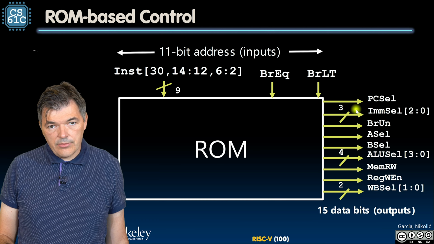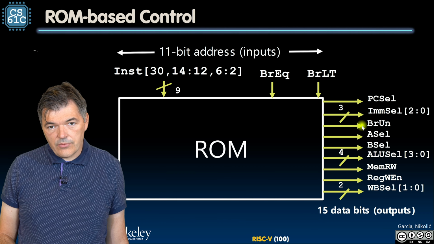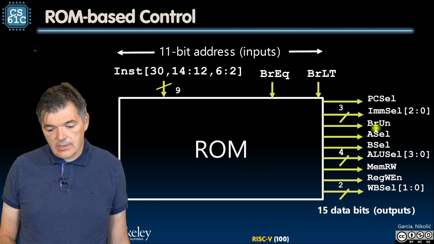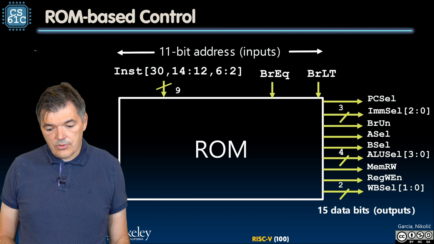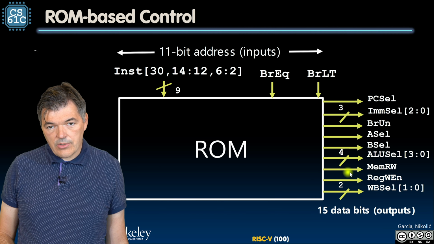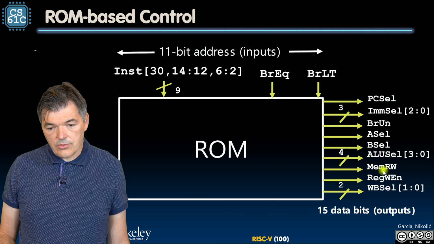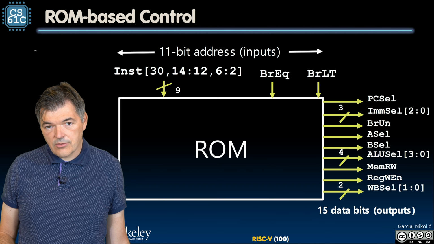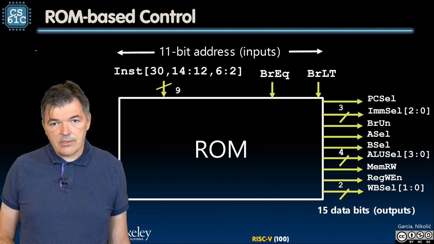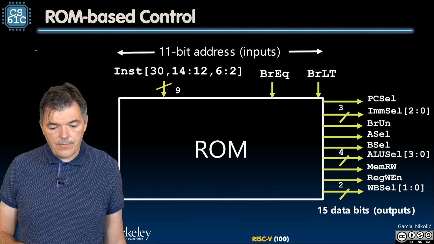This control word will contain 1 bit for a PC select, 3 bits for the immediate select, a bit for signedness of a branch, a bit for A select and B select each. ALU select will be a 4-bit control signal. Memory read write is a single control bit. Register write enable is also a single control bit. And finally, write back select is a 2-bit output.